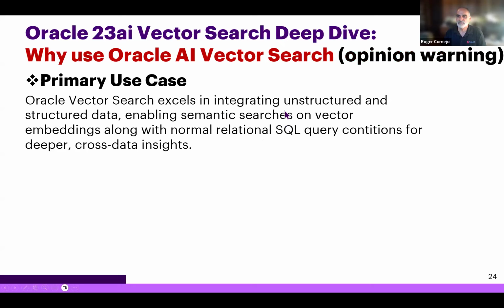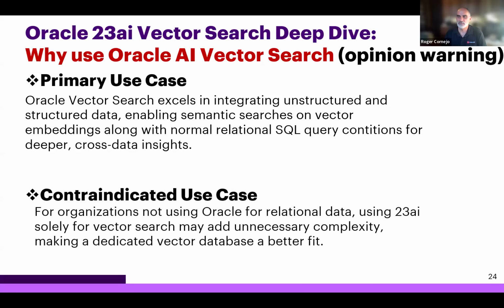The primary use case would be if you have relational data and unstructured data that you want to combine together with normal relational queries. And I would say, you would probably not want to use Oracle AI Vector Search if you didn't have any relational data. I've seen people try to use it as a vector store, but there are other vector stores available for you if you don't have any relational data.